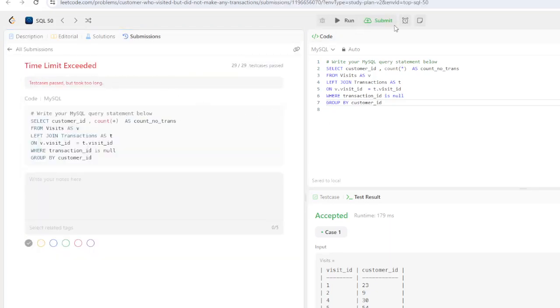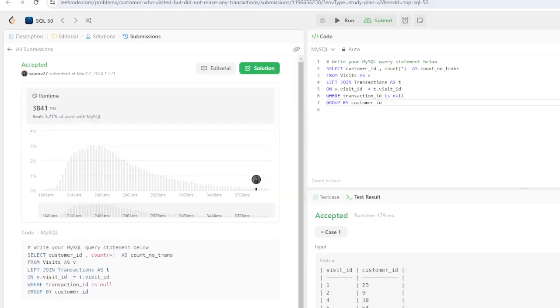Time limit exceeded. Why is this? Let me just submit this again. Yeah, now it gets accepted.